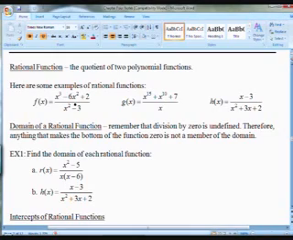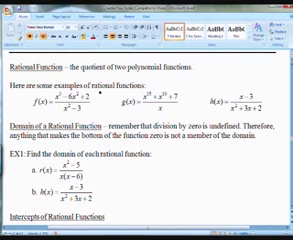Is 0? 0 is fine. There's two different things that are not in the domain. Can you tell me what the two things are? Plus and minus the square root of 3. If you set the bottom equal to 0 and solve it, move the 3 over, take the square root of both sides, the positive square root and the negative square root of 3 are not in the domain.